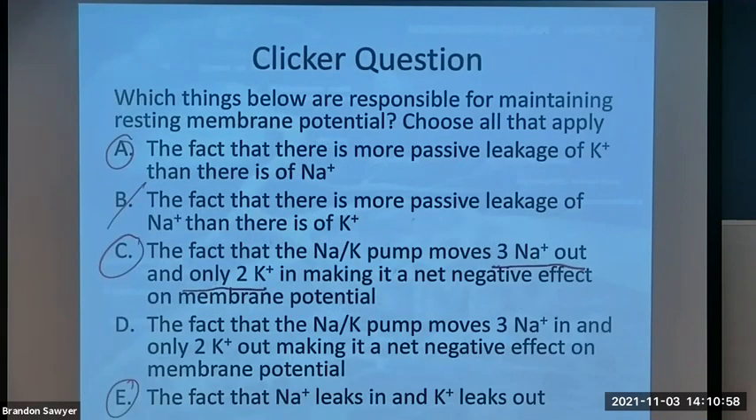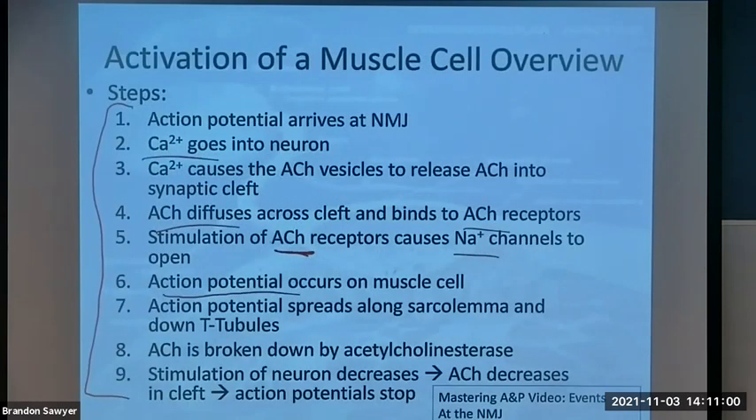And then as far as the neuromuscular junction goes, acetylcholine is going to get broken down by acetylcholinesterase. And then eventually that's going to stop the action potentials on the muscle when we move into relaxation.